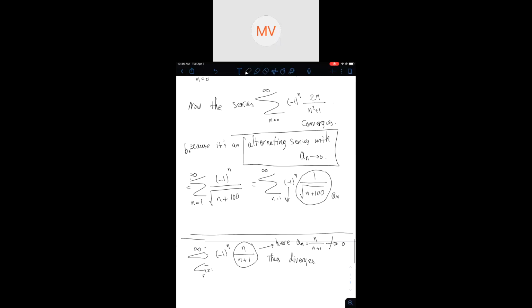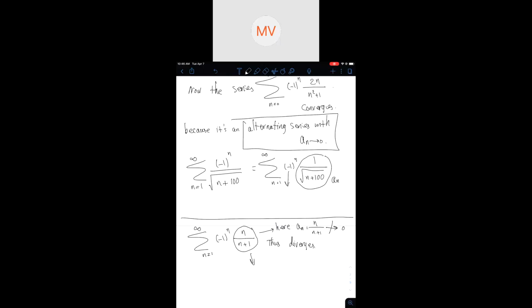So it depends. If it's an alternating series, all you have to do is check this guy. See if it converges, goes to 0, approaches 0, not at infinity. Okay, so let's go with this example. So it's an alternating series, right? So this is how you justify it. This is an alternating series.